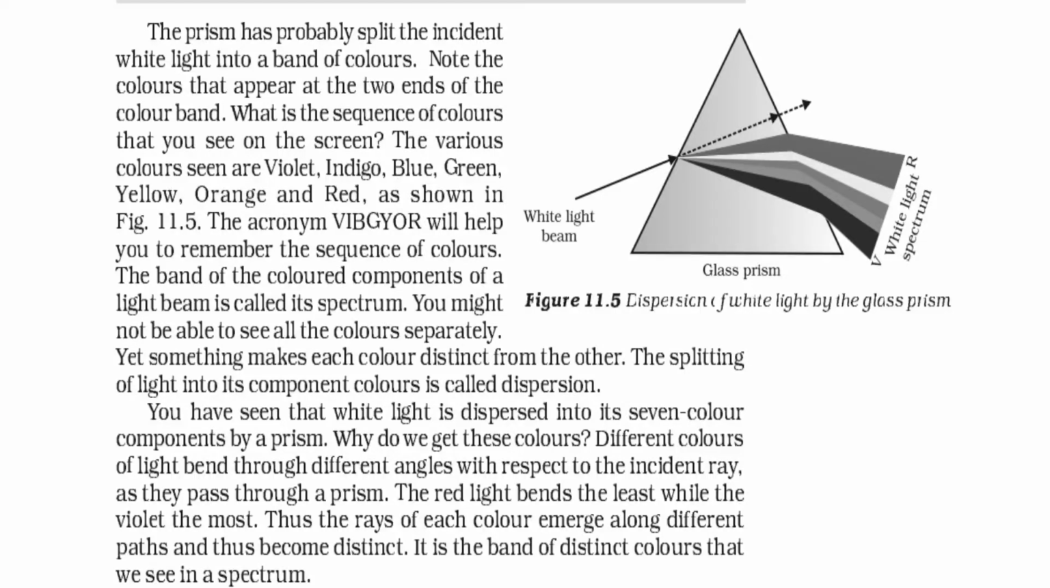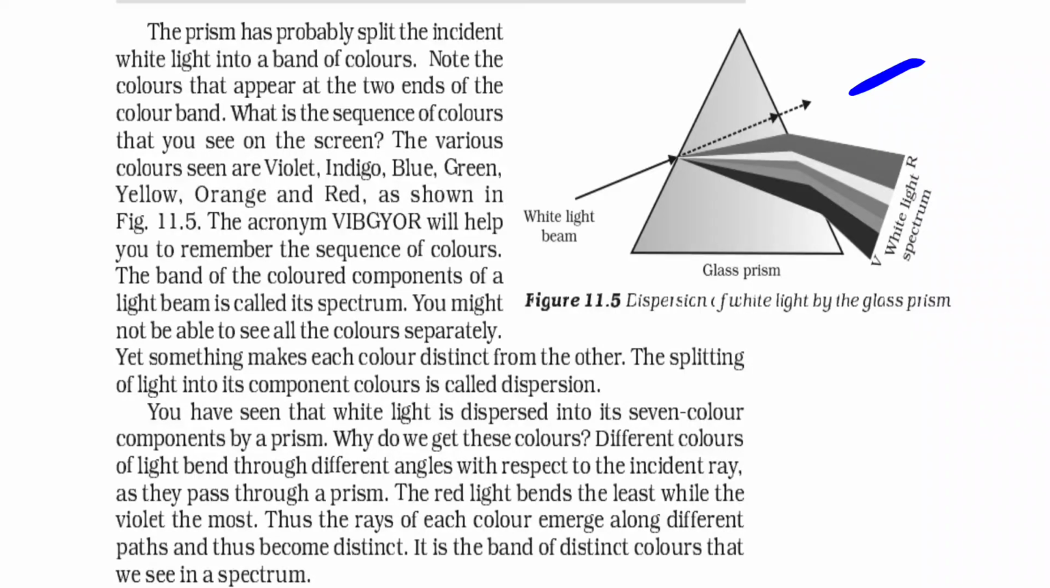The prism has probably split the incident white light into a band of colors. Note the colors that appear at the two ends of the color band. What is the sequence of colors that you see on the screen? The various colors seen are violet, indigo, blue, green, yellow, orange and red, as shown in the figure. The acronym VIBGYOR will help you to remember the sequence of the colors. The band of the color components of the light beam is called its spectrum.